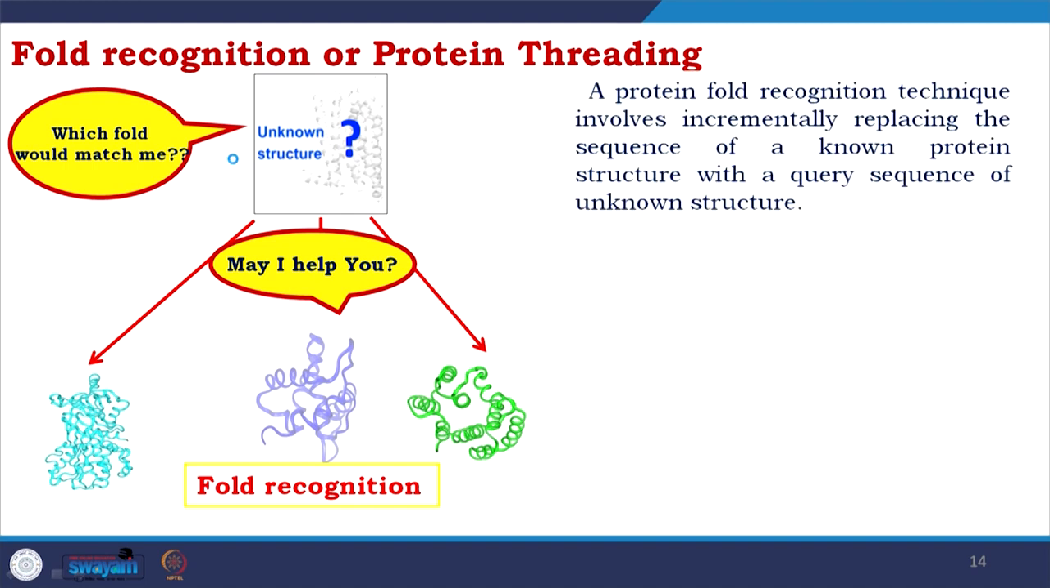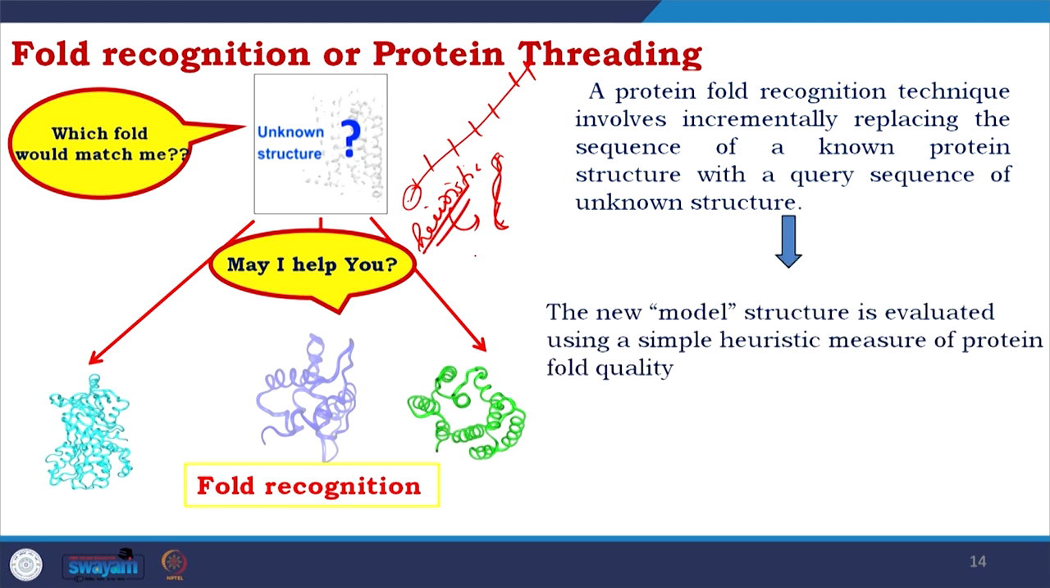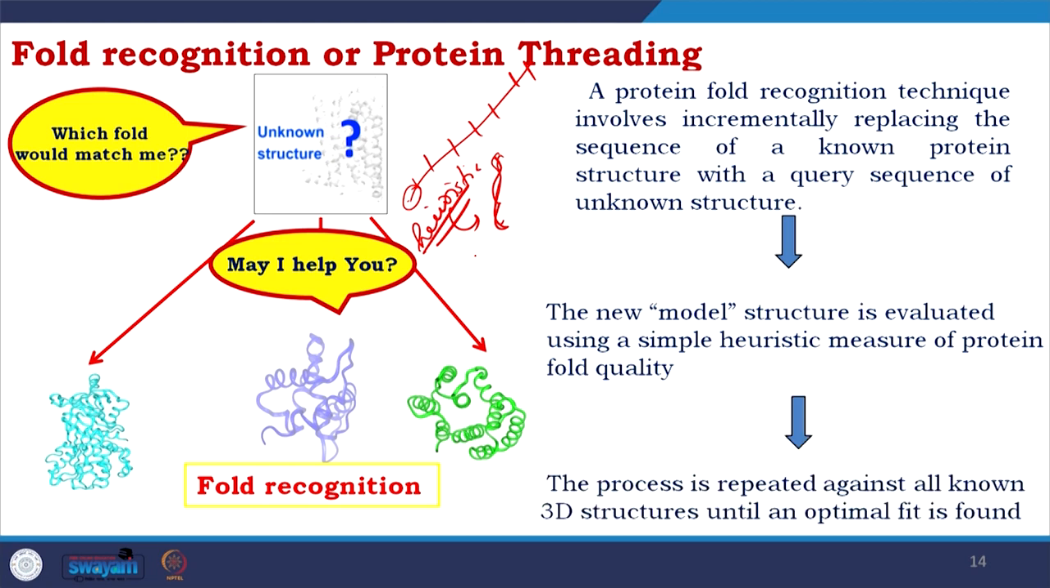In other words, a protein fold recognition technique involves incrementally replacing the sequence of a known protein structure with a query sequence of unknown structure. So, you have a query sequence, we chop it and then allow it to match. One part matches, then another one matches, but this is done by a heuristic method where continuous matching is done. The new model structure is evaluated using a simple heuristic measure of protein fold quality. The process is repeated against all known 3D structures until an optimal fit is found.